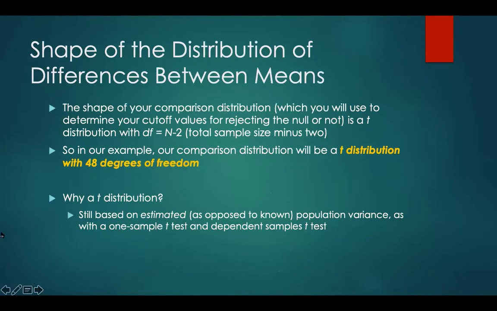Now, the shape of your comparison distribution, which you will use to determine your cutoff values for rejecting the null or not, is a t-distribution with a degrees of freedom of n minus 2, so the total sample size minus 2. So in our sample with 50 subjects, our comparison distribution will be a t-distribution with 48 degrees of freedom. So why a t-distribution? Well, this is still based on an estimate as opposed to a known population variance, as with a one sample t-test and a dependent samples t-test.